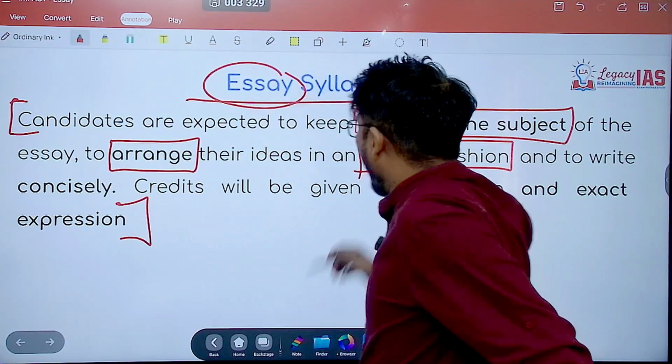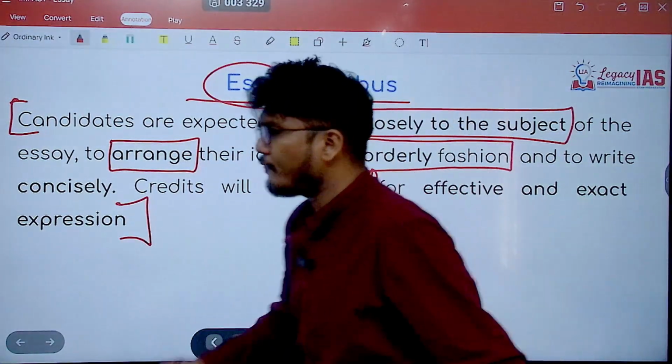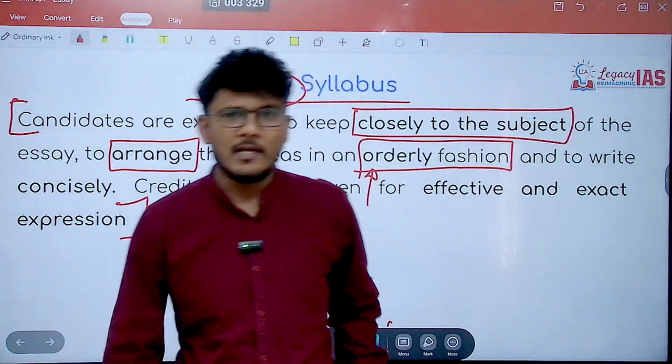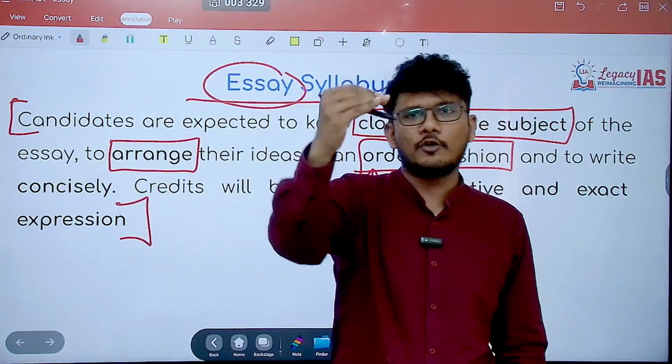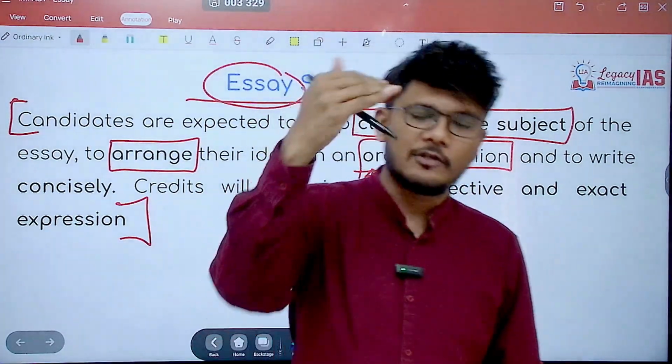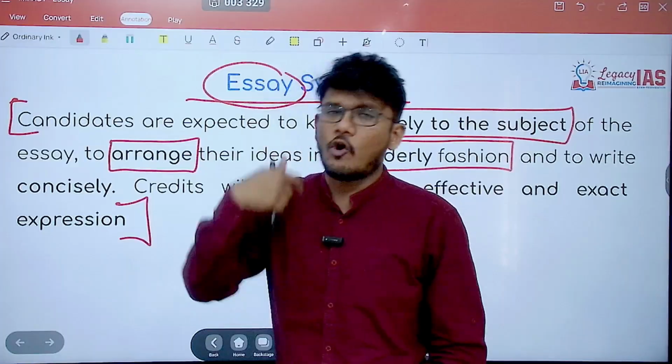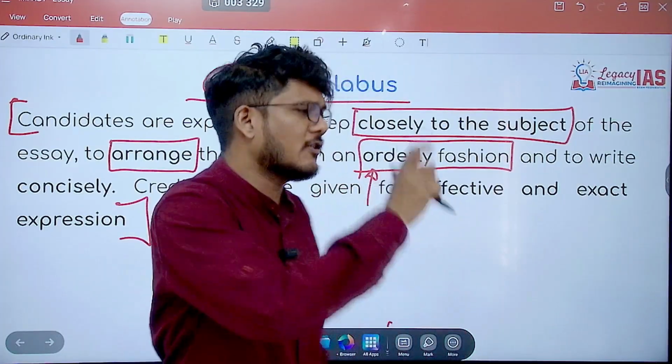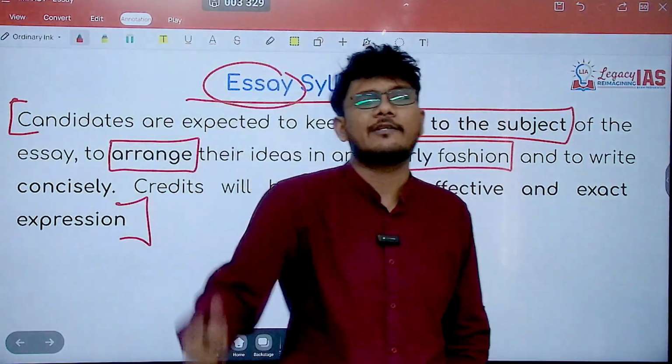So what should I do? I should arrange them in an orderly fashion, like you would see in a resume, which starts with what you're presently doing and goes back into the history. So you can do that. You can start with respect to the present and go back into the history, or the other way around, start from the historical background and then come to the present scenario.